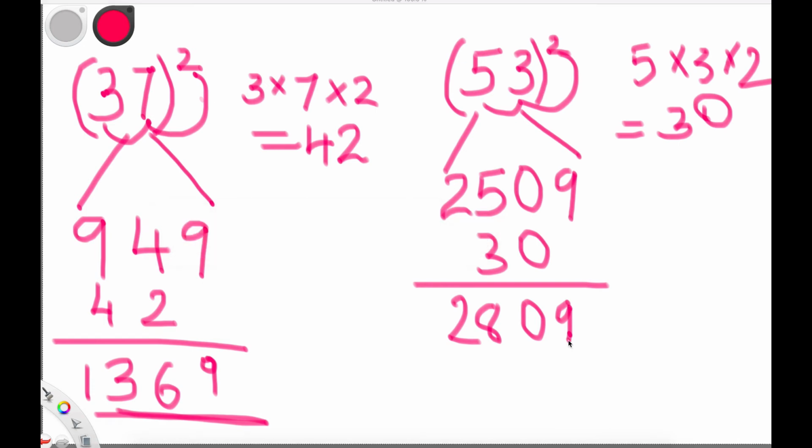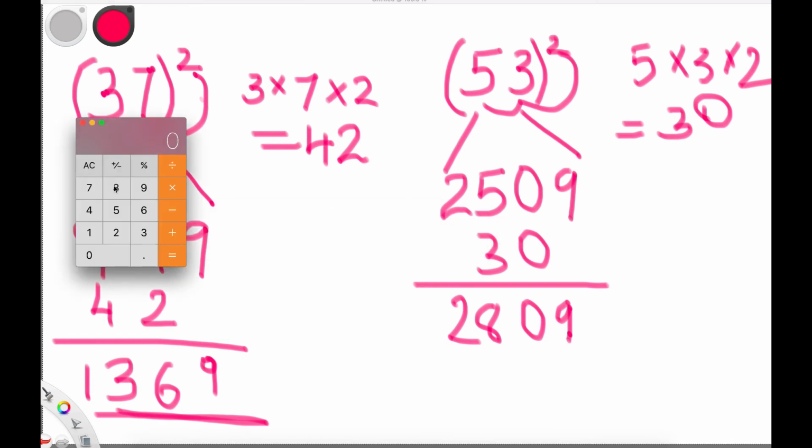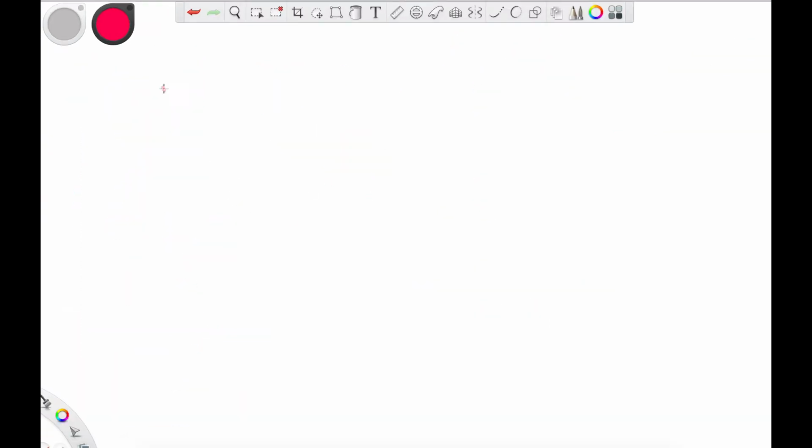Let's check this again in the calculator. Okay, 53 multiplied by 53. The answer comes to 2809. Isn't it so cool and easy to do any number square? Let's try one last number. So I'm going to take the number 99. This is the largest 2-digit number, right? Let's find out the square for this. So 99 square.